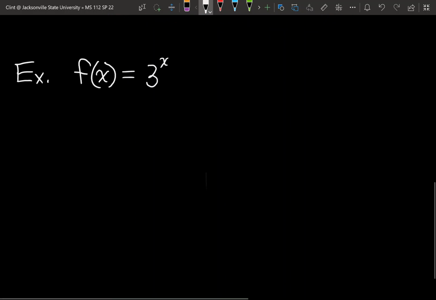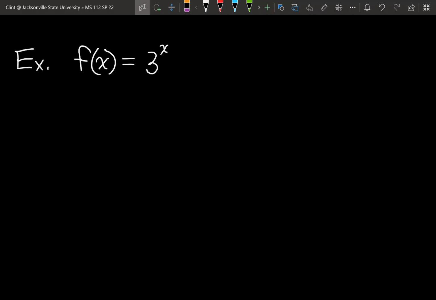Okay. And there's an exponential function. And the way we could describe that one is we could say our base is 3. Okay. So our big number is 3. So if we wanted to find f of 1, we wanted to evaluate our function at an x value of 1, we still do the same thing we've been doing. We just plug in where the x is. That would just give us 3 to the first power, and anything to the first power is itself.